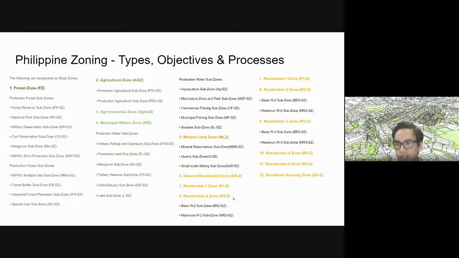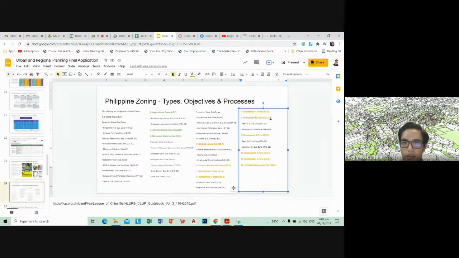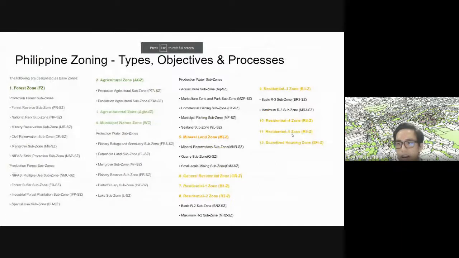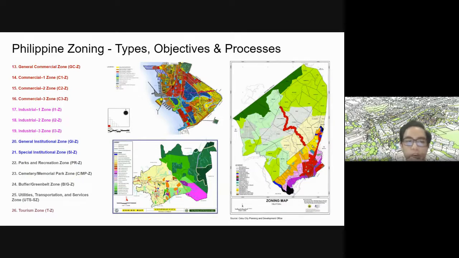And then our residential zones. In the Philippines, the residential zones are colored yellow. So there's a general residential zone, R1, R2. So you guys are familiar with this. I seem to have copied the same numbers again over here, so let me just remove that. There we go. So R3, R4, and R5. I think the most we see is R1 and R2, not so much the 4 and 5 in our zoning maps, at least in my experience in Cebu City. And then the socialized housing zone. And then next. So there are over 26 zones.